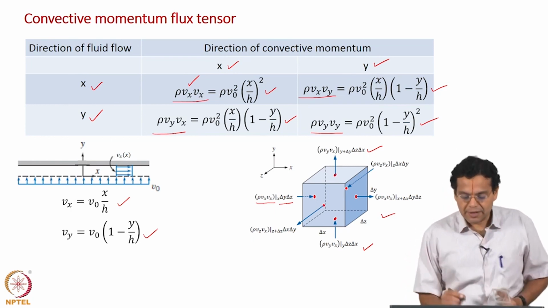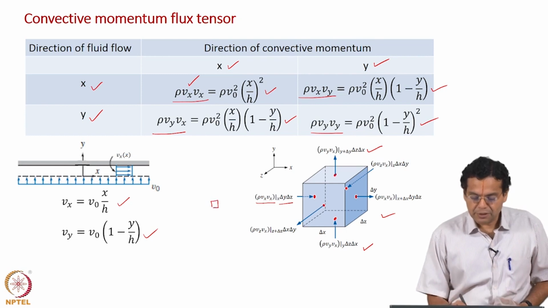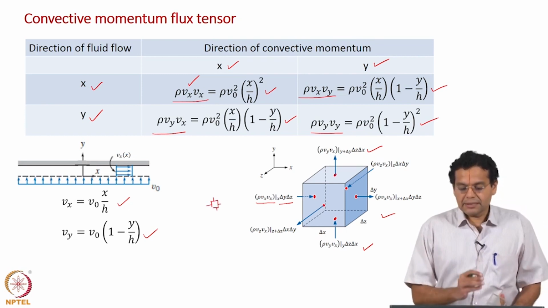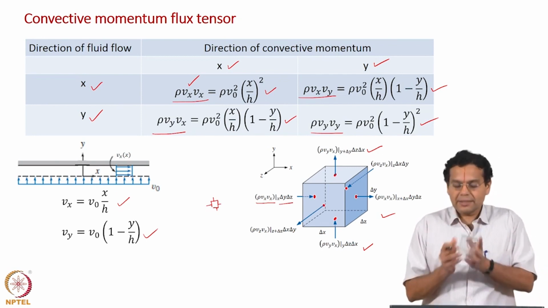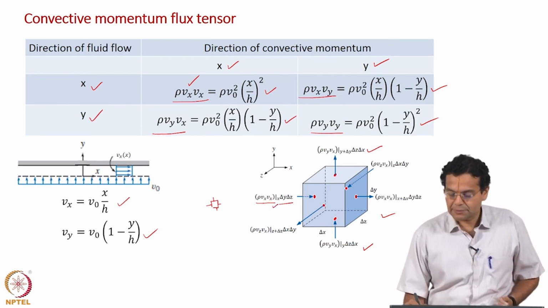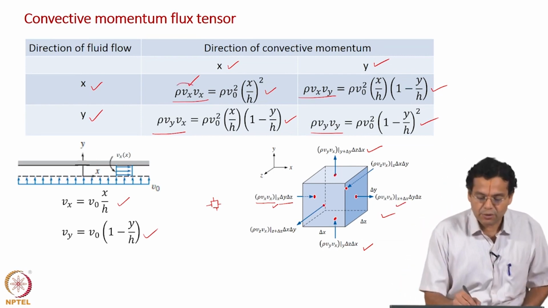The way in which you imagine it is that you have a small region, and at every point there is inflow and outflow. Because these two faces have come together, there is no question of writing x and x plus delta x; they just become a point value. That is why we write rho Vx into Vx.